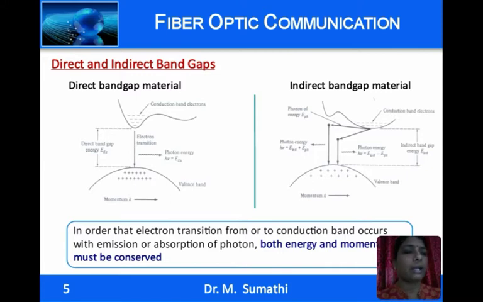In indirect bandgap materials, the maximum energy level of the valence band and the minimum of the conduction band occur at different momentums. Therefore, a third particle called the phonon is required for conservation of momentum. There is either absorption of a phonon or emission of a phonon before the recombination occurs. Therefore, the possibility of radiative recombination is lesser.